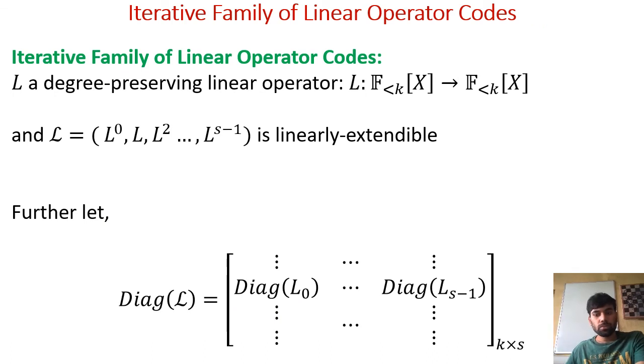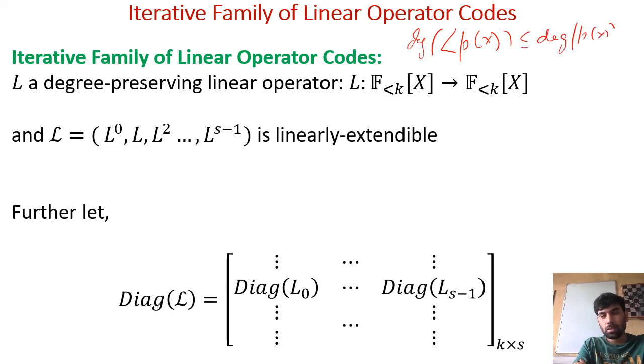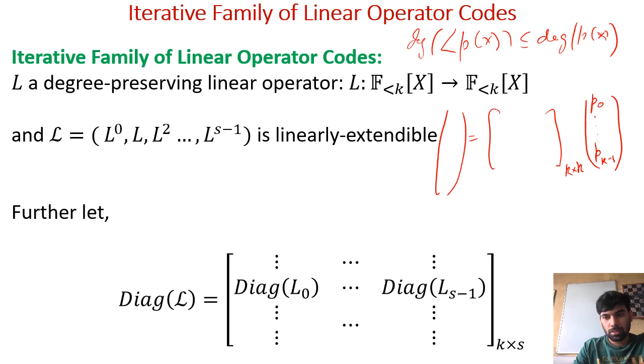There is yet another property of the linear operator codes we saw previously, and that property is that they are essentially generated by a single operator L and its various iterates. In particular, let us consider an L which is degree preserving. What does that mean? That means that it really behaves as a linear operator from polynomials of degree less than k to polynomials of degree less than k. That is, if it takes a polynomial p whose degree is something, then the image of p under L will have degree not more than the degree of p itself. So such operators are called degree preserving, and hence this linear operator L can really be thought of as a k cross k matrix, where it takes in the coefficients of p, a polynomial of degree less than k, and spits out another polynomial of degree less than k.